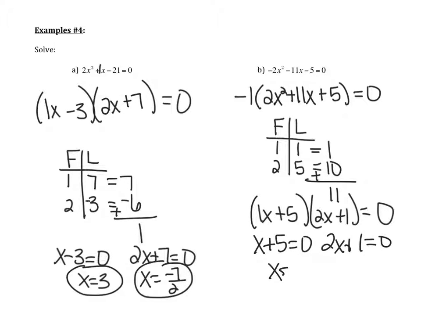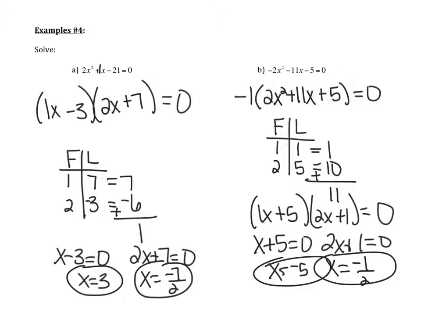So my first answer is negative 5. My second answer, I would subtract 1 and divide by 2. So my second answer would be negative 1/2. So my two answers are negative 5 and negative 1/2.